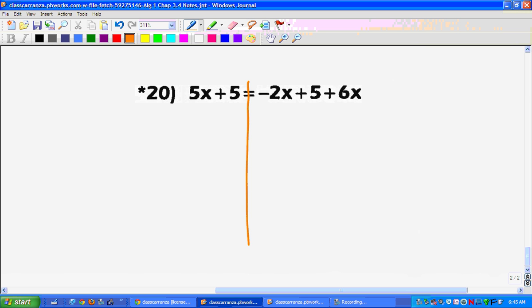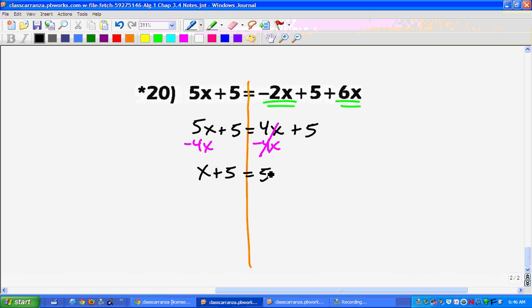Let's come over here to number 20. Okay, we can combine our like terms. 5x plus 5 equals 4x plus 5. Subtract 4x from both sides. Oh, we're left with x plus 5 equals 5. Minus 5, minus 5, and we're left with x equals 0, and that's just one solution. So we didn't find one with infinite.